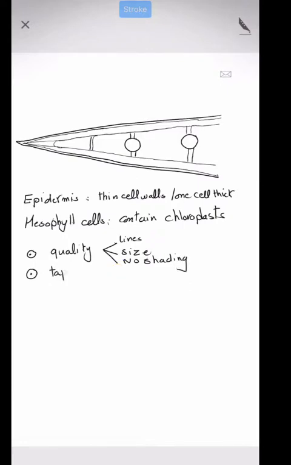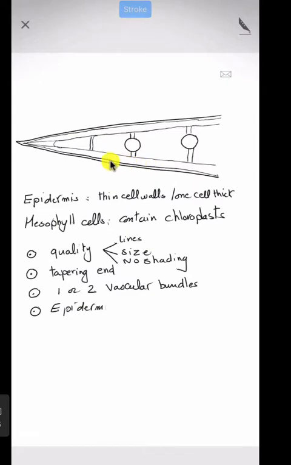Number 2, to take the mark, the tapering end of the leaf should be present because you are representing the exact shape of the lamina in front of you. 1 or 2 vascular bundles should also be present in your drawing. And of course, you have to draw the epidermis, as I have said, as 2 lines all through the lamina.